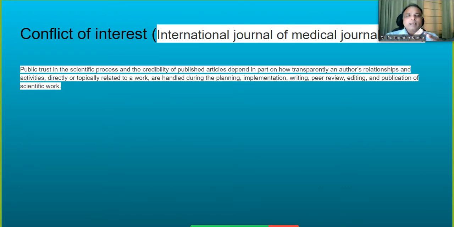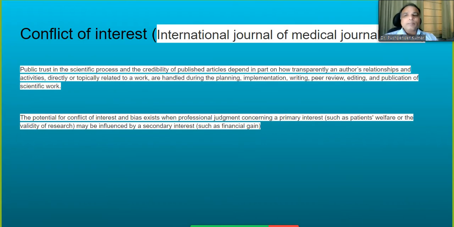And here you will have your co-author, right? And the work you are doing, the respondents would be there, your supervisor would be there. So from planning what you do in your research, through implementation, writing a paper, review of the paper, editing, and finally publication, all these things you need to be very transparent.